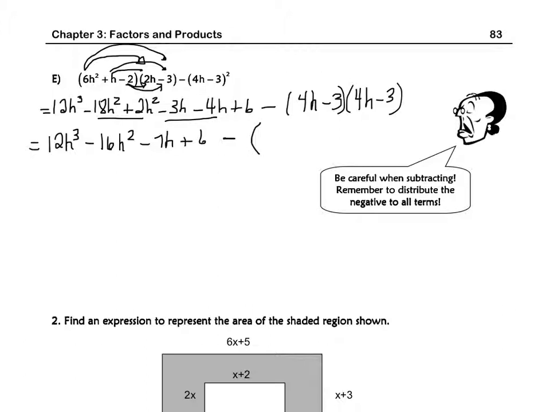I'm going to keep brackets here because I want to subtract the product of 4h minus 3 by 4h minus 3, so I want to remember to distribute that negative after. So that becomes 16h squared, and I got 4h times 4h, and 4h times the negative 3 is going to be minus 12h, and then minus 12h, and then plus 9.